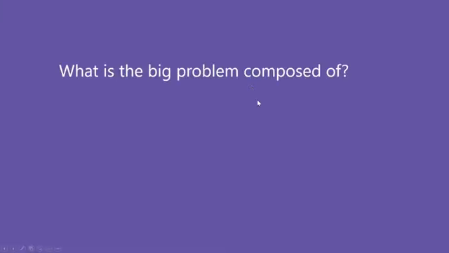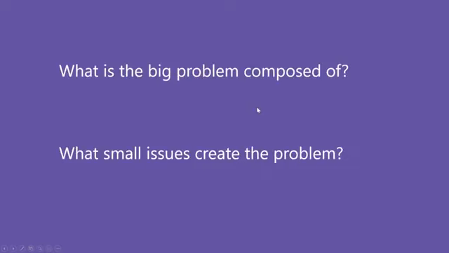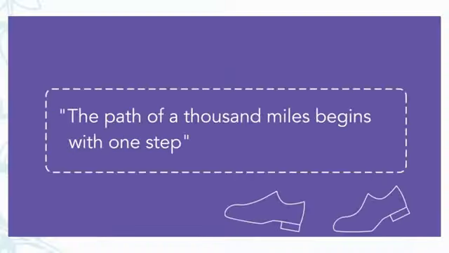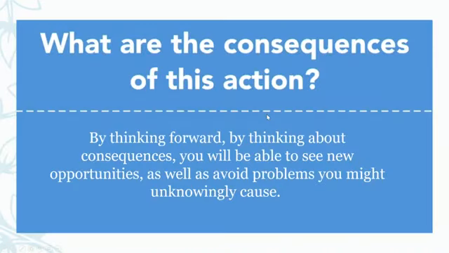Now, in brief, what is the big problem? And what are the small issues around that problem that can be solved? I think we're just confirming how to identify the problem. But be encouraged, because they say the path of 1,000 miles begins with one step. Just start from somewhere. As you start, it is important that you think forward and backward about the consequences and get the root cause. It's very important that you get the root cause.